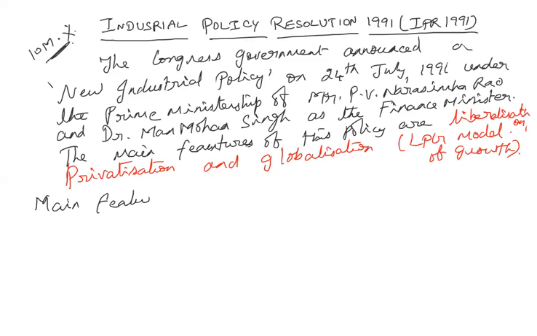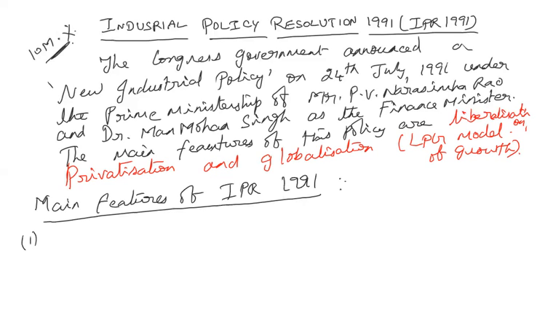Okay, so coming to the main features, detailing the main features of IPR 1991. Towards the goal of liberalizing the economy, how did the government propose to do the LPG model of growth in the country? So the first one, what the government did was abolition of industrial licensing. So what is the meaning of abolition of industrial licensing?